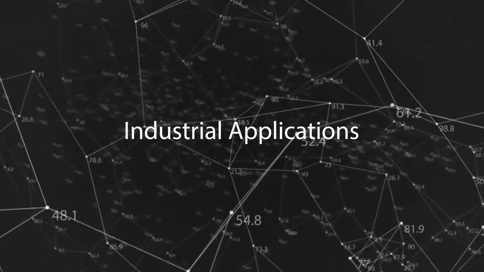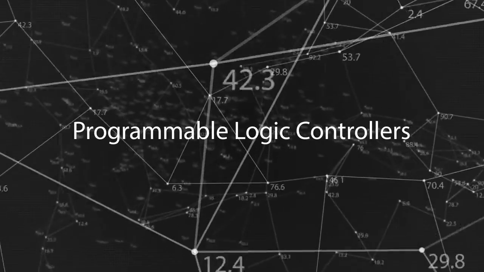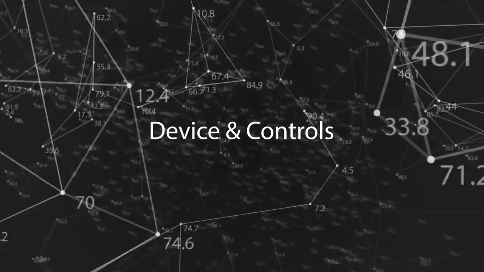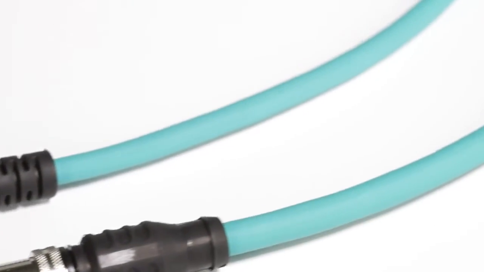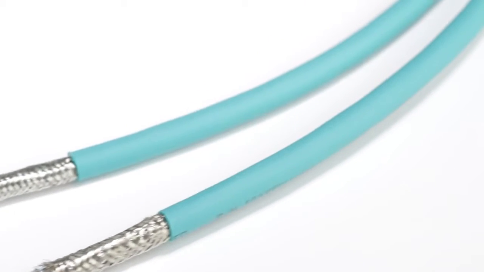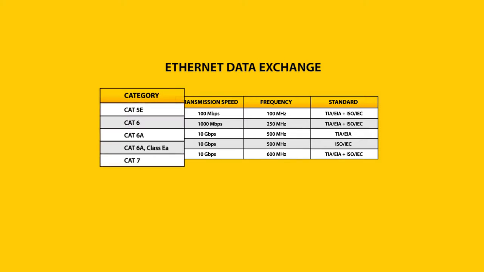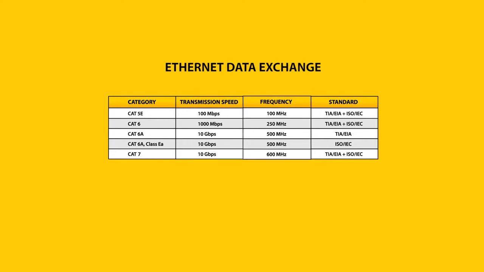Ethernet is rapidly becoming the network of choice for higher-level industrial applications, such as connecting PLCs, instrumentation, devices, and controls. This video will explore the differences between the categories of Ethernet and how cables are constructed to meet the requirements of these categories. The categories of Ethernet refer to the speed and frequency of the data exchange. As you can see, as the cable category increases, so do the transmission speed and frequency.